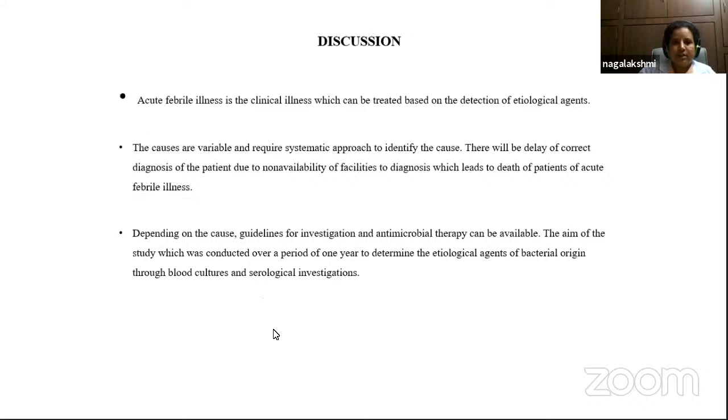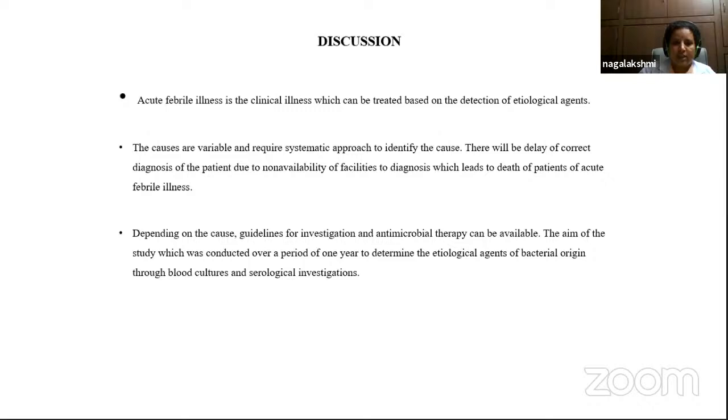Discussion: acute febrile illness is a clinical illness which can be treated based on the detection of etiological agents. The causes are variable and require a systematic approach to identify the cause. There will be delay in correct diagnosis of the patient due to non-availability of facilities to diagnose, which leads to death of the patient. Depending on the cause, the guidelines for investigation and antimicrobial therapy can be available.